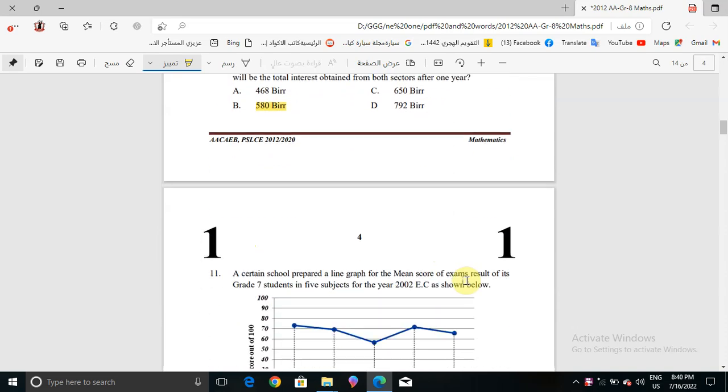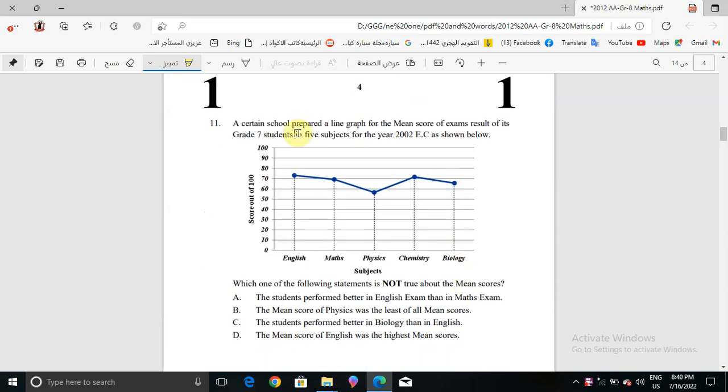Okay, now in question number 11, a certain school prepared a line graph for the mean score of exam results of its grade 7 students in 5 subjects for the year 2002 EC as shown below. Okay, now what we will do here, which one of the following statements is not true about the mean scores? About the mean scores, okay. The students performed better in English exam than in maths exam.